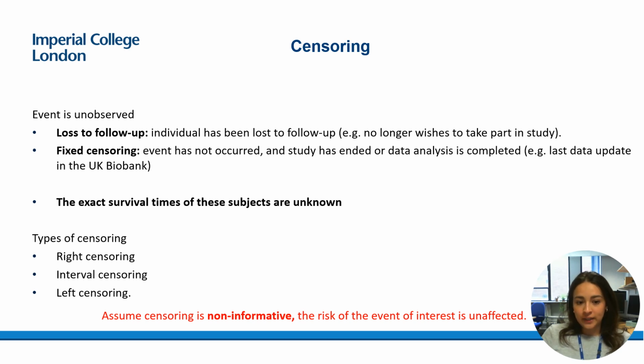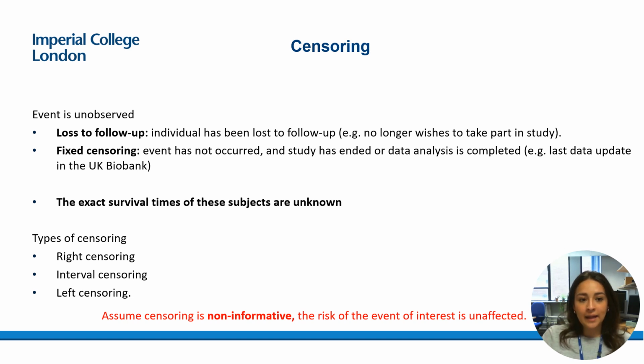However, there's also fixed censoring. For example, if the end of the study has been reached and no event has occurred. So for example, in the UK Biobank, we set the end of the study or censoring date to be January 2023, and that was the time in which there was a last update on the mortality data. So what we mean essentially is, if we censor our participants, what we are saying is that the exact survival time of these individuals is unknown.